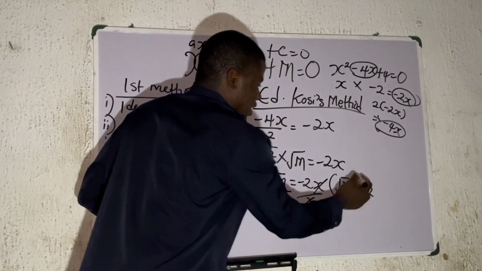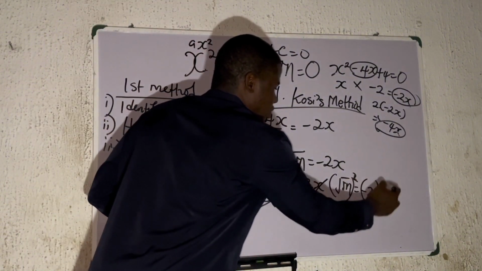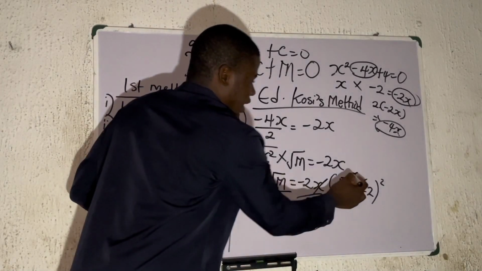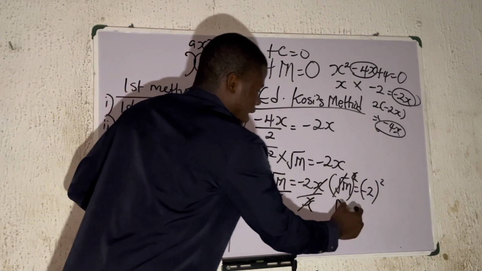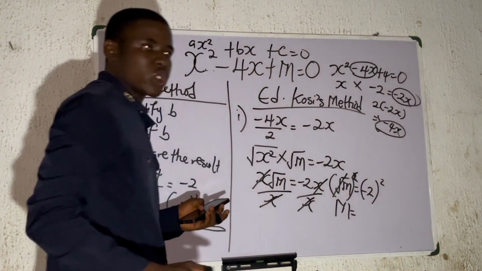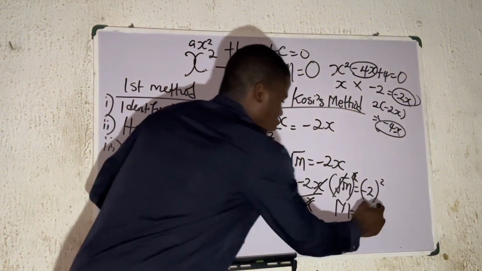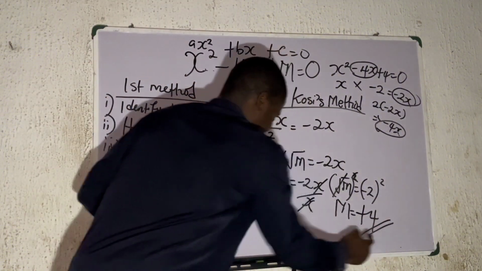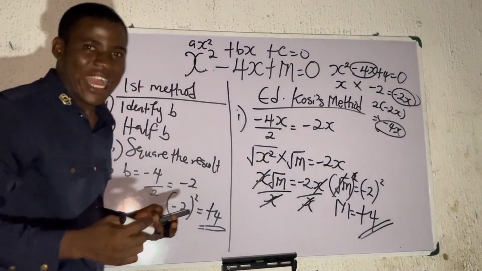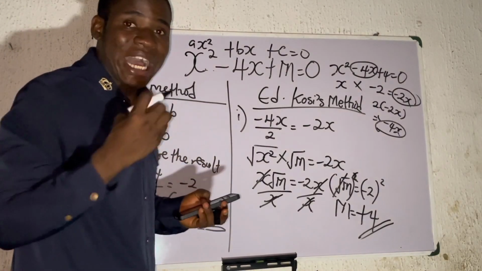So what do I do here? I will square both sides to remove the square root. Square cancels square root. So I'm having that m is equal to minus 2 all squared. Minus 2 times minus 2 will definitely give us plus 4. Have you seen? I've gotten the same method, the same answer.